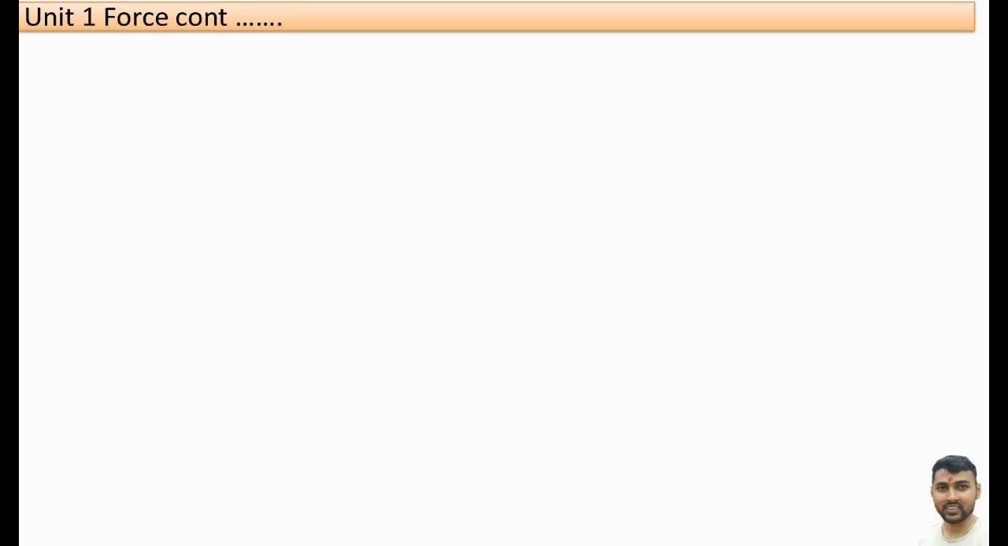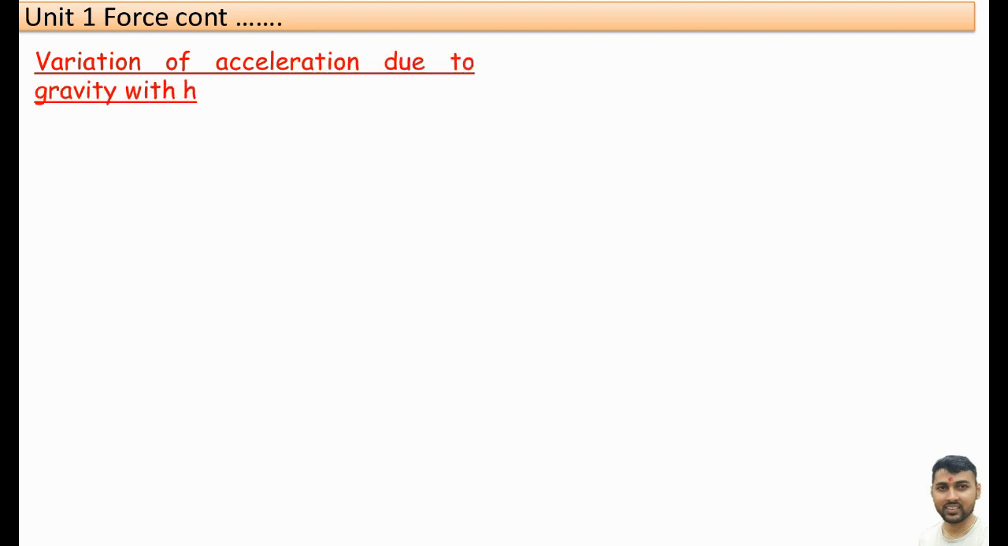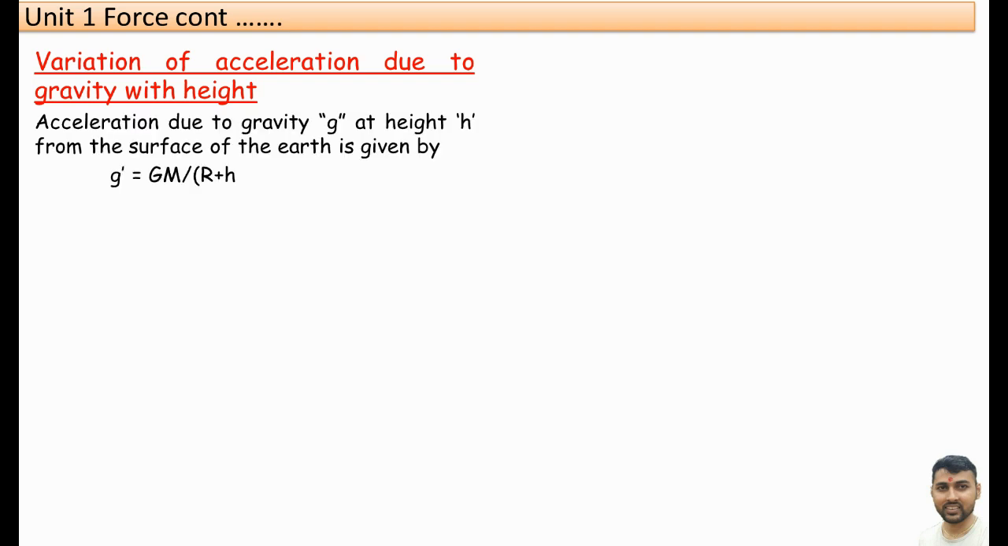Today we are going to discuss the topic variation of acceleration due to gravity with height. Acceleration due to gravity g' at a height h from the surface of the earth is given by the formula g' is equal to GM by (R plus h) whole square.